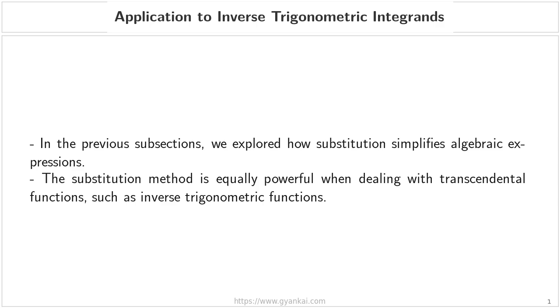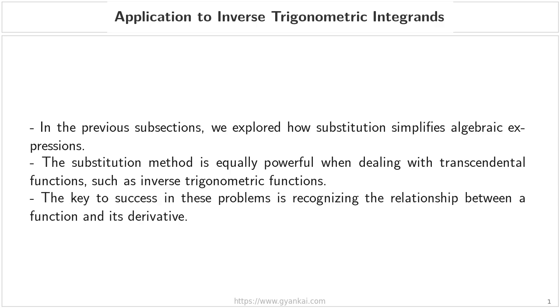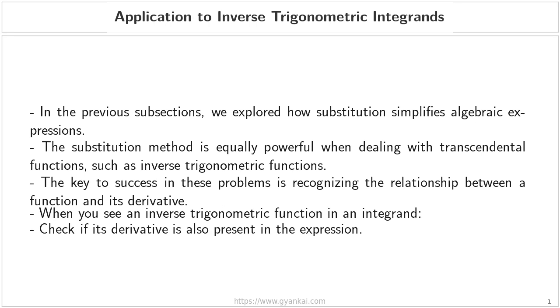The core idea remains the same. We aim to simplify the integral by changing variables. Now, the key to successfully using substitution with these types of functions is being able to spot a relationship between a function itself and its derivative within the integral. This is crucial. Let's focus specifically on inverse trigonometric functions appearing inside an integral, what we call the integrand. When you see something like inverse tangent of x or arcsin of x inside an integral, your first instinct should be to check if the derivative of that inverse trigonometric function is also present in the integrand.